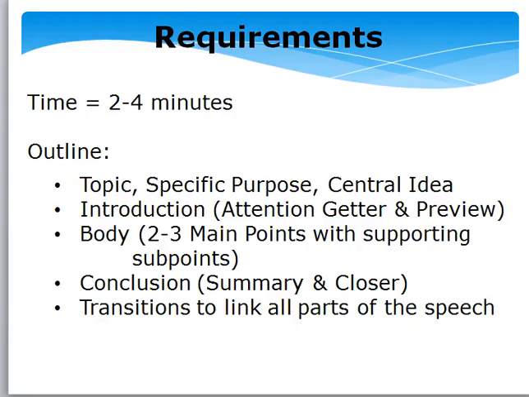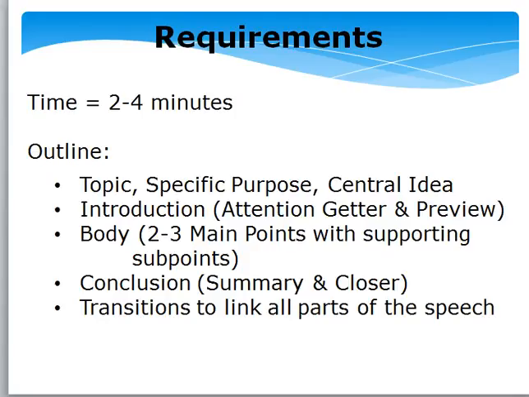The requirement for the speech is that it be 2 to 4 minutes. You will also be required to submit an outline. The outline will be submitted to the Dropbox in D2L, and the speech will be recorded or uploaded to MediaShare. The outline should contain a topic, a specific purpose, and a central idea. There should be an introduction with an attention getter as well as a preview of your main points.